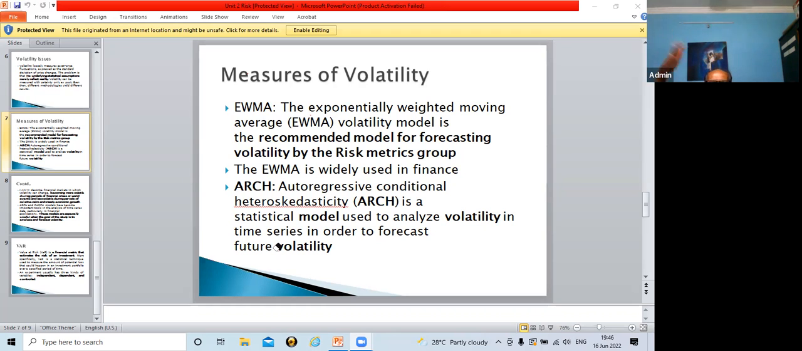And why is it recorded? In order to forecast future volatility. So maybe after 2-3 years, the impact of the budget can be predicted. So this is our autoregressive conditional heteroscedasticity, ARCH, and EWMA, which is known as exponentially weighted moving average. Let's continue to the next slide.